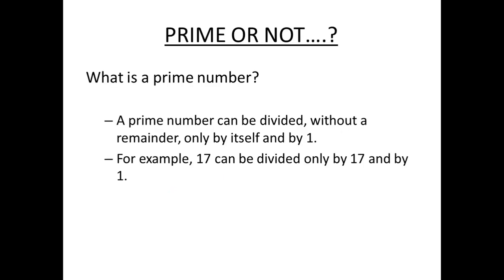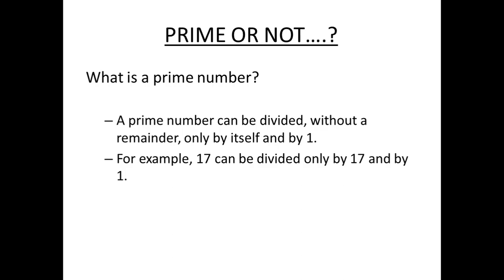A prime number is a number which can be divided only by itself and 1 without any remainder. So an example here is 17. 17 is a number which can be divided by 17 and 1 without a remainder. If you divide by 2 to 16, it will always leave a remainder.